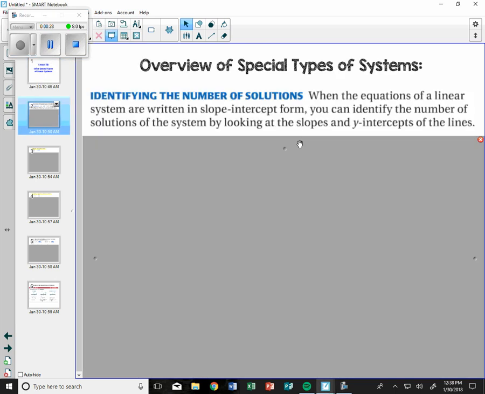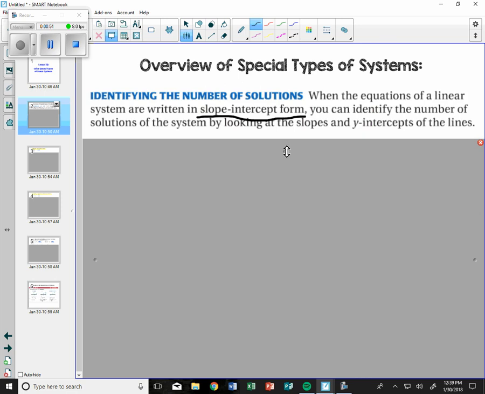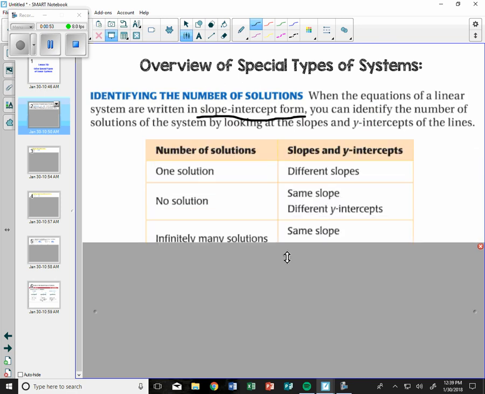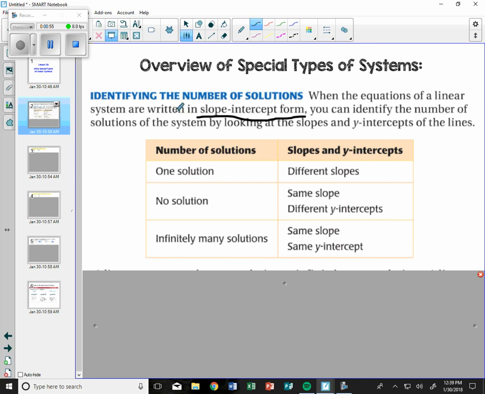So right away, we can look at the number of solutions in a system by looking at the slope and the y-intercepts of the lines. In order to do this, I do need to put my equations in slope-intercept form. Once you have put your two equations into slope-intercept form, we can figure out the number of solutions by just looking at that.